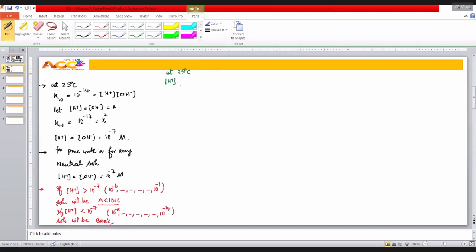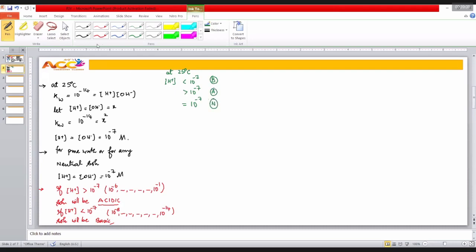Suppose H plus ion concentration is less than 10 power minus 7, more than 10 power minus 7, or equal to 10 power minus 7. The reference is 10 power minus 7. Here you are saying it is a basic solution, here you are saying it is an acidic solution, and here you are saying it is a neutral solution.